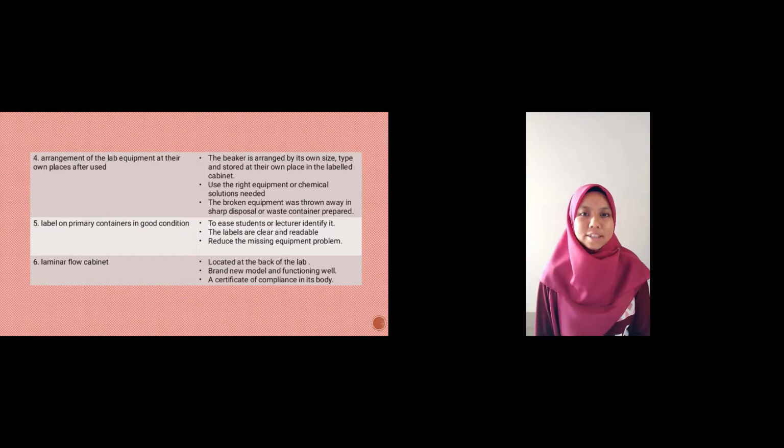Fourth inspection is the arrangement of the lab equipment at their own place after being used. The beakers are arranged by their own size, type, and stored at their own place in the labeled cabinet.